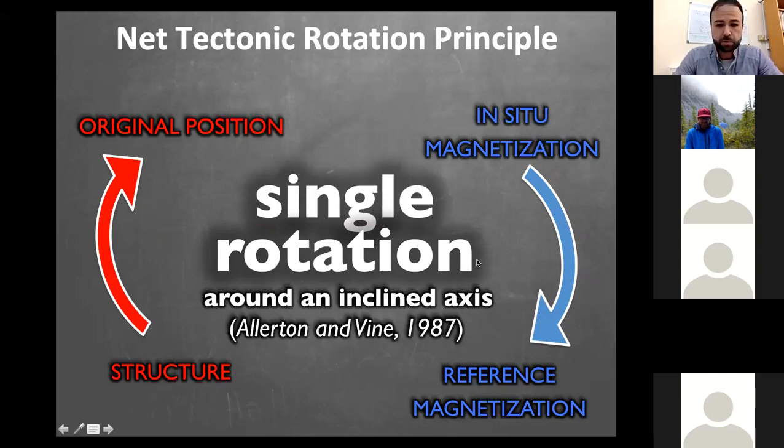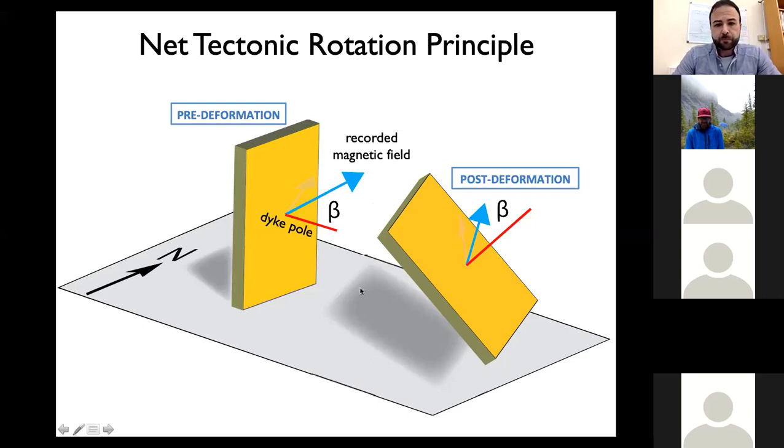So we take the structure back to the original position and we calculate the tilt-corrected magnetization, which is not here in this approach. So if we look at dykes, for example, when you take this dyke in the original position, this dyke is affected by some deformation. You can see here the remanence in blue, and we also highlighted the pole to this dyke in red. What the net tectonic rotation analysis does is calculate an inclined axis rotation that can restore simultaneously the dyke to vertical. So in other words, this pole will correspond to that pole, bringing it back to horizontal, but also the remanence back to the original remanence, what we call the reference direction. So it's a double correction. So you bypass the tilt-corrected direction that you obtain in the tilt correction approach.